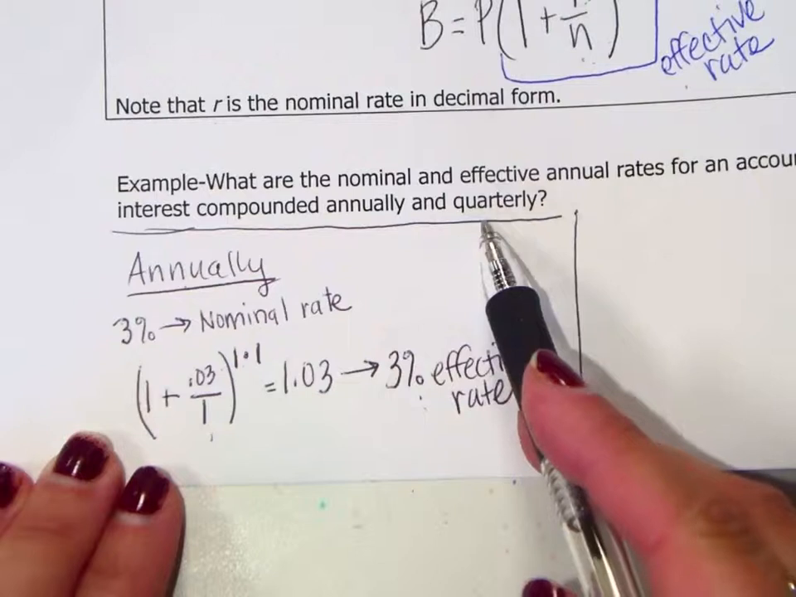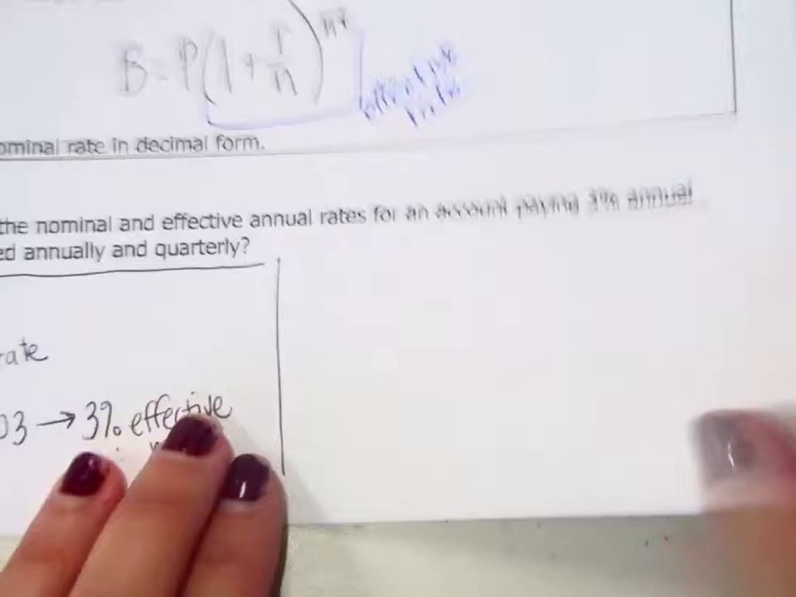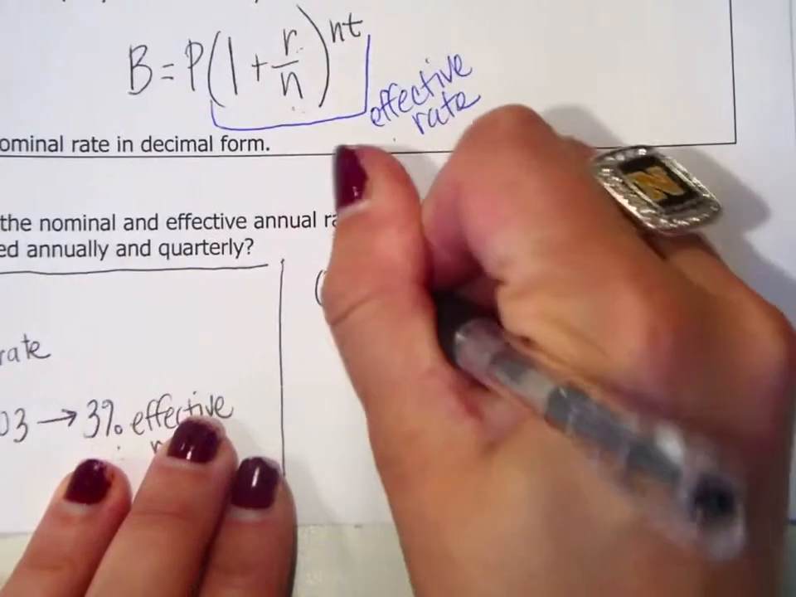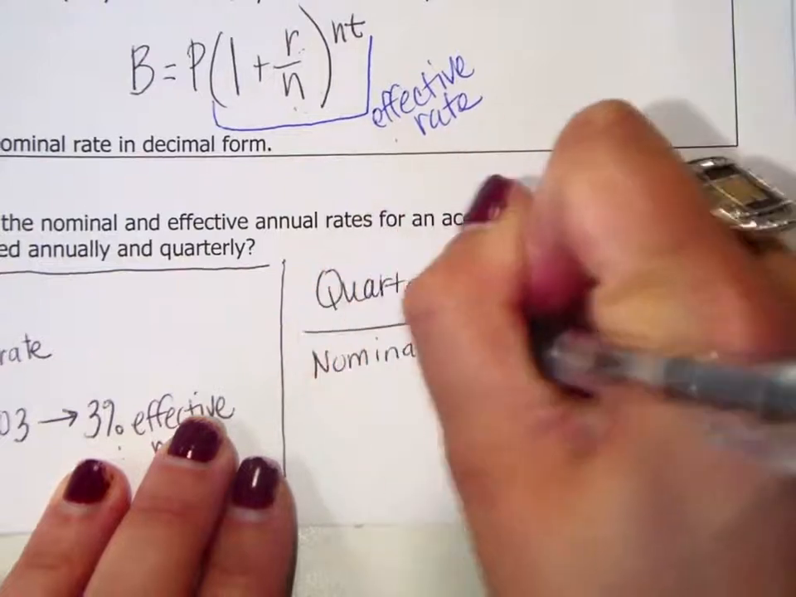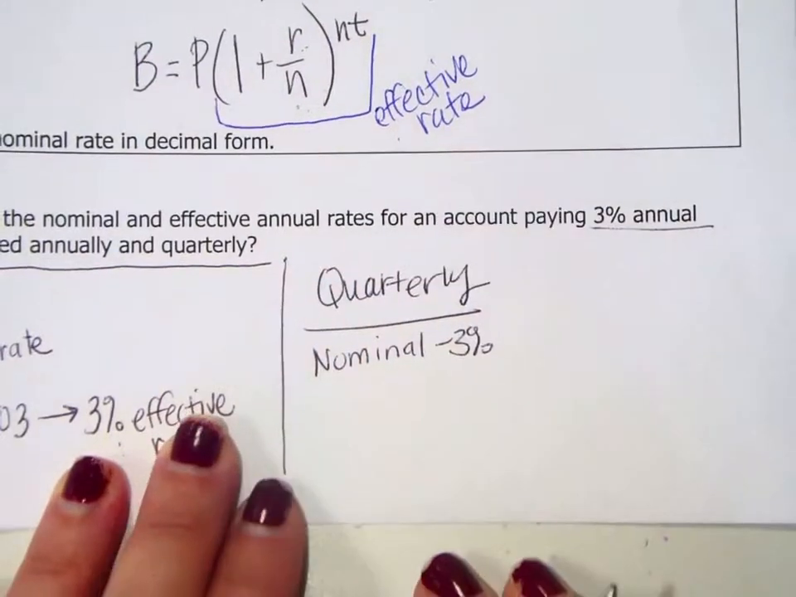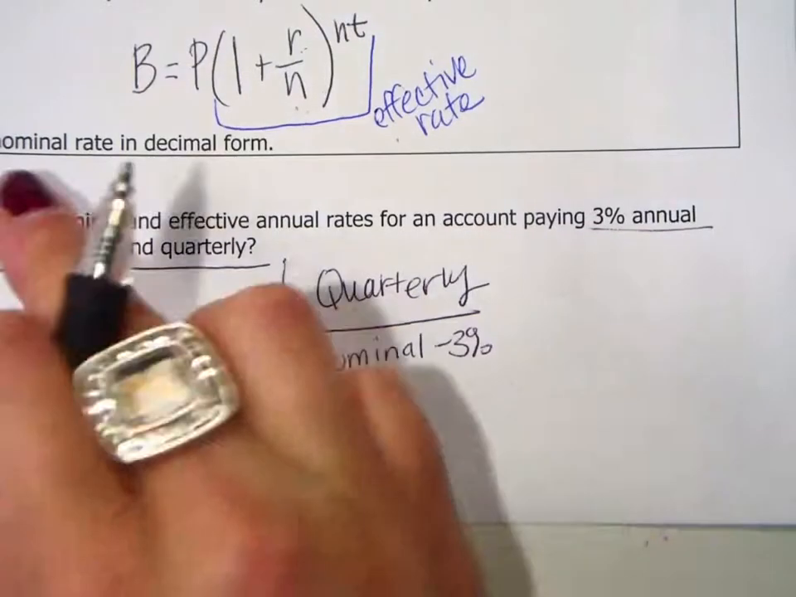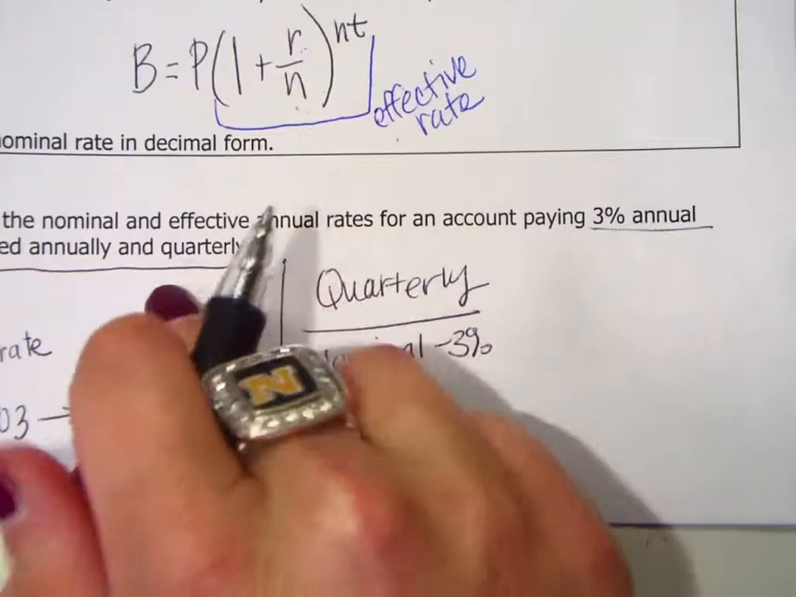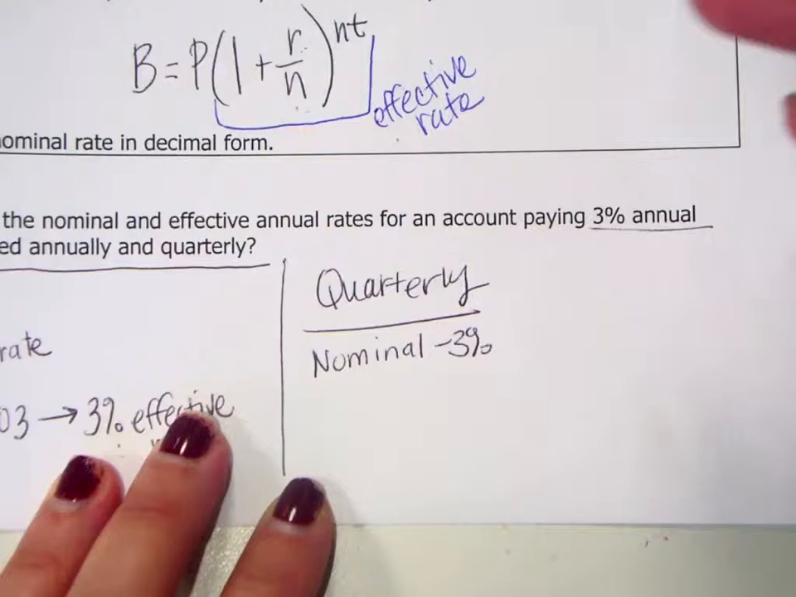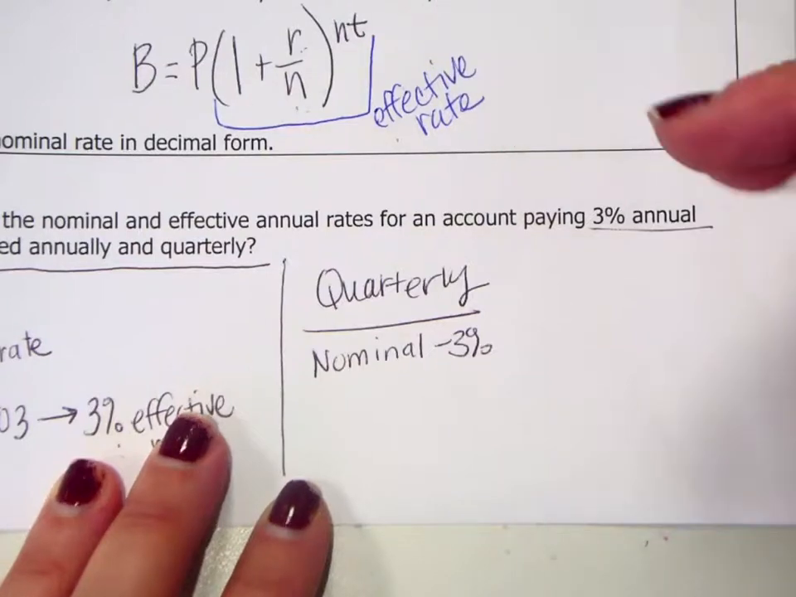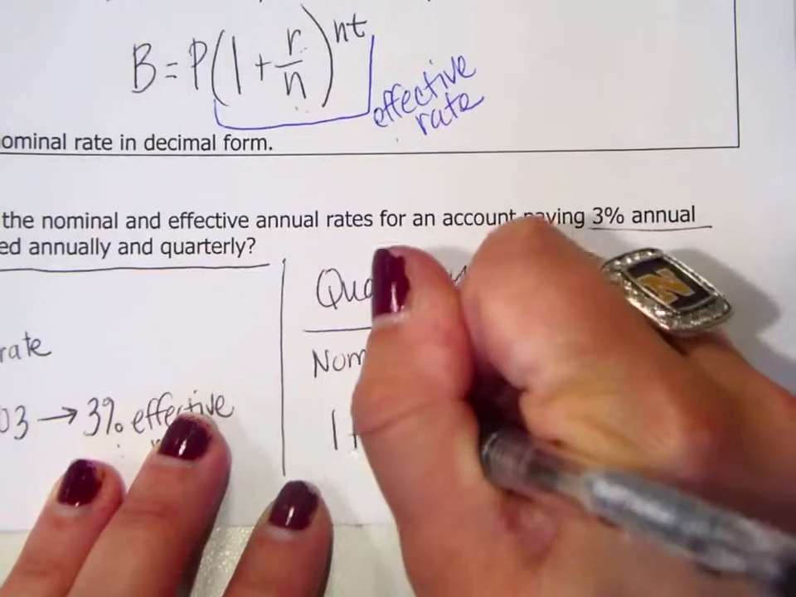So let's look at doing this quarterly. Your nominal rate does not change. That's still 3%. It's the effective rate that's going to be different now. The more you compound, the higher your effective rate is going to be, the more money you're going to make. So let's use this again. So 1 plus 0.03 over 4, to the 4 times 1. We're only looking at doing this for 1 year.